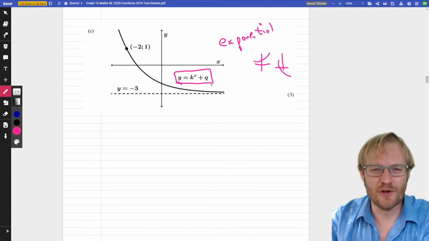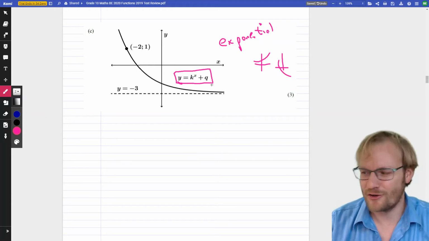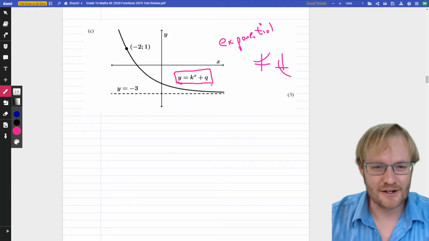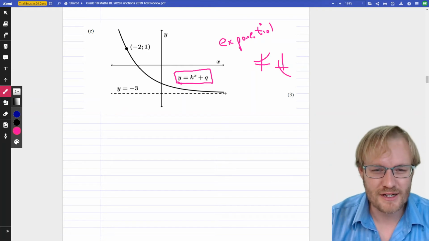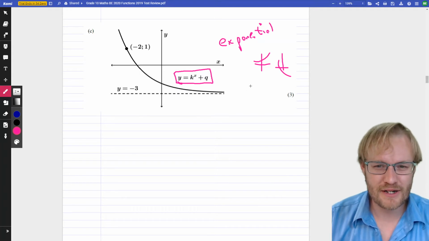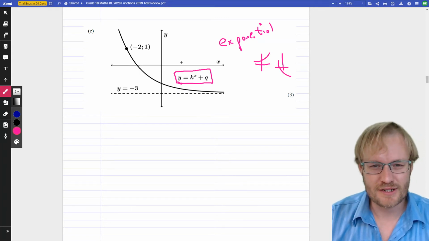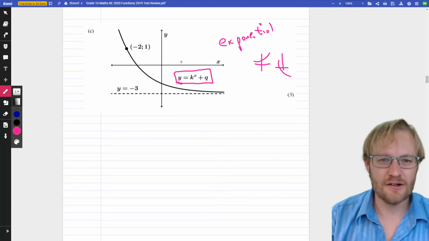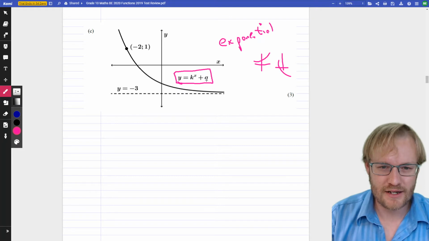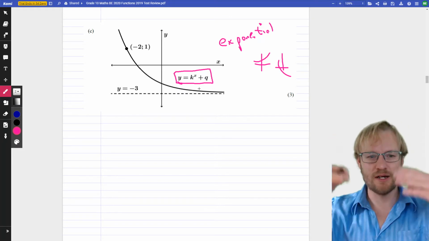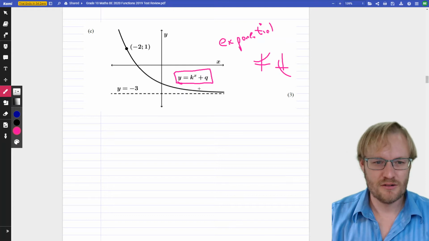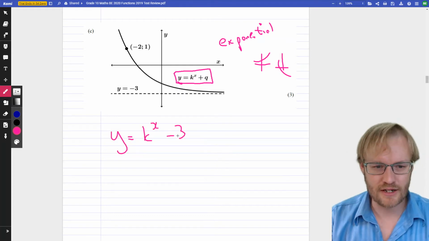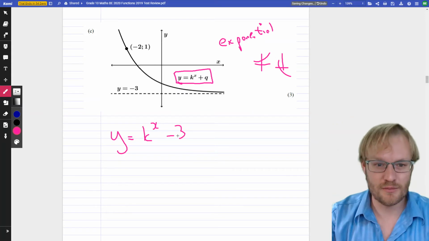What is our q doing? And I'm like a stuck record on this, aren't I? What is q doing? Q is moving things up and down. Same applies here. So we've got this asymptote at -3. For an exponential function, this asymptote is here at y equals 0. So clearly everything's moved down by 3. So if y equals k^x plus q, q moves things up and down, and it's at -3, well then y equals k^x minus 3. We've taken our graph and moved it down by 3.